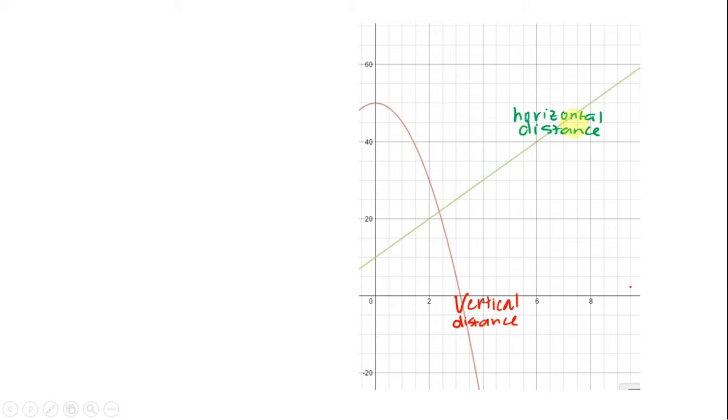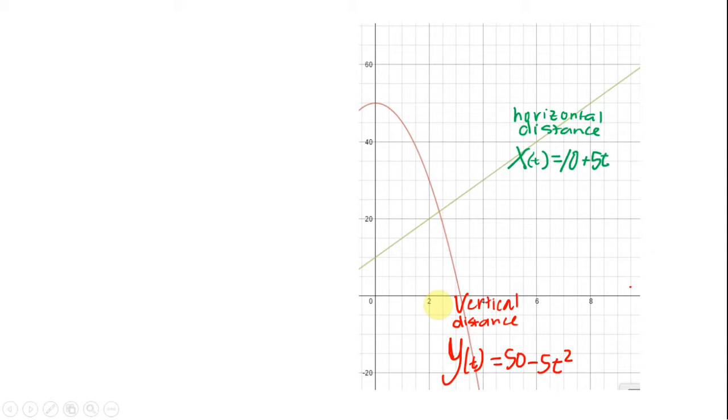So we are measuring our object's horizontal distance and its vertical distance. Our object's horizontal distance can be defined as x of t, so our horizontal distance as a function of time, equals 10 plus 5t. That object's vertical distance can be described as y of t, y, our vertical distance, as a function of t, time, being equal to 50 minus 5t squared.